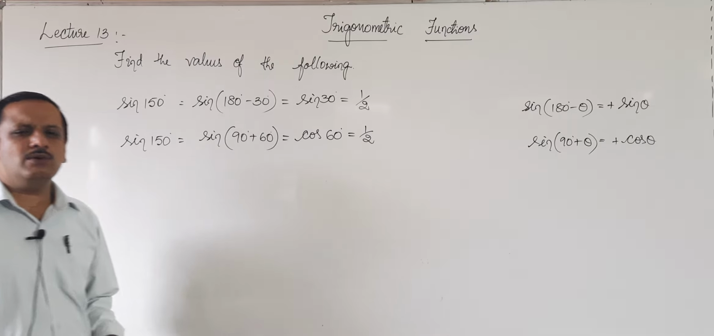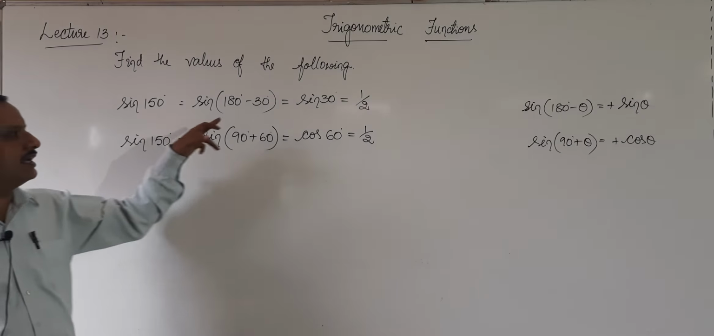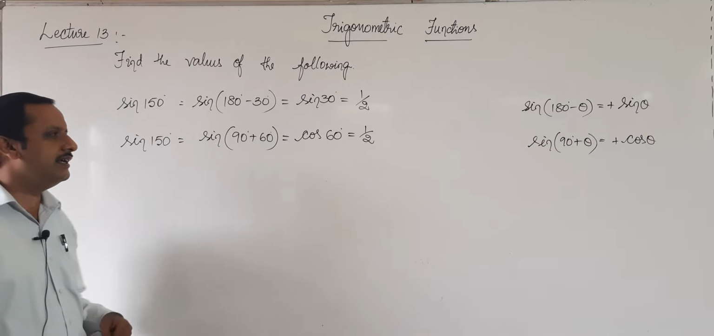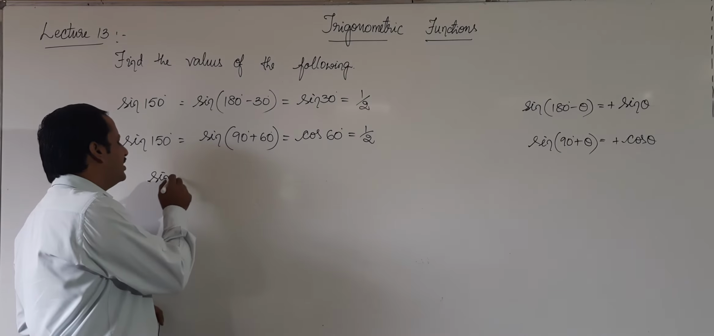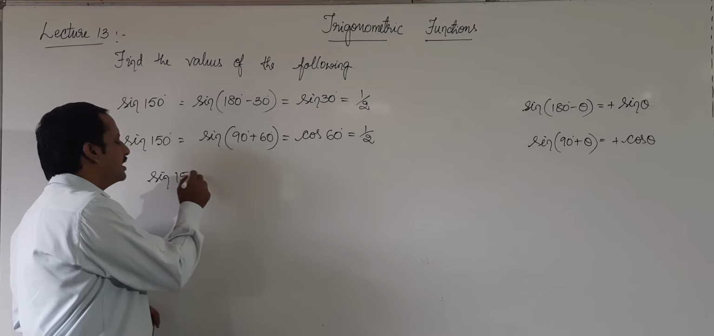Okay. Now you may be thinking, sir, why should I write 150 as 180 minus 30? I can write 150 as 200 minus 50 also. Sin 150 degree can be written as sin of 200 minus 50. Yes, it is true that 150 is equal to 200 minus 50. But the problem is, I know the formula for sin(180 minus theta), but we don't know the formula for sin(200 minus theta), right?